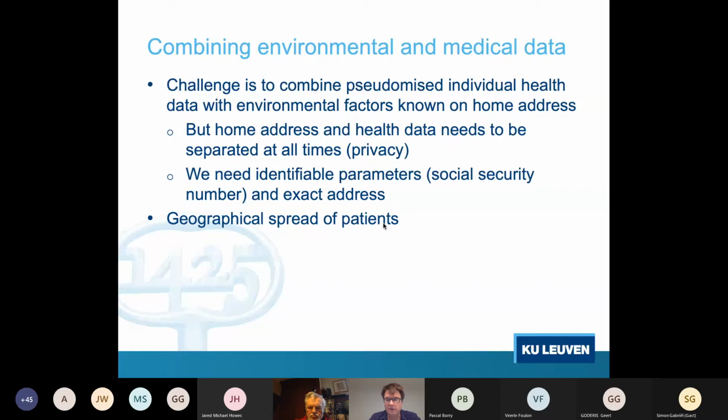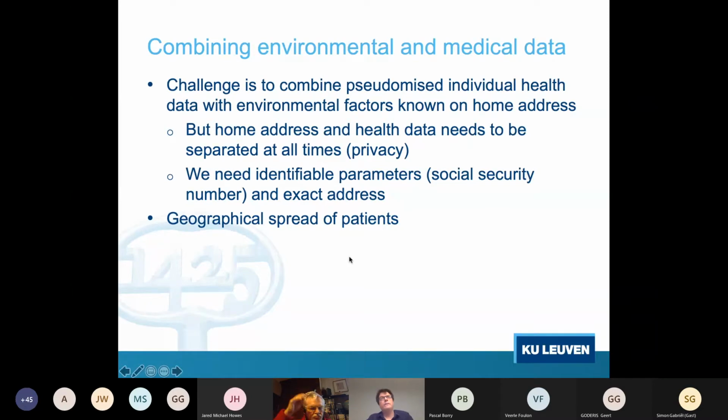So that means that you do need to use addresses, because you need the outdoor concentration, so you need an address. But on the other hand, you cannot have the address and the medical data at the same time, because then you can identify the patient, because the exact address where someone lives is of course a very strong identifier.